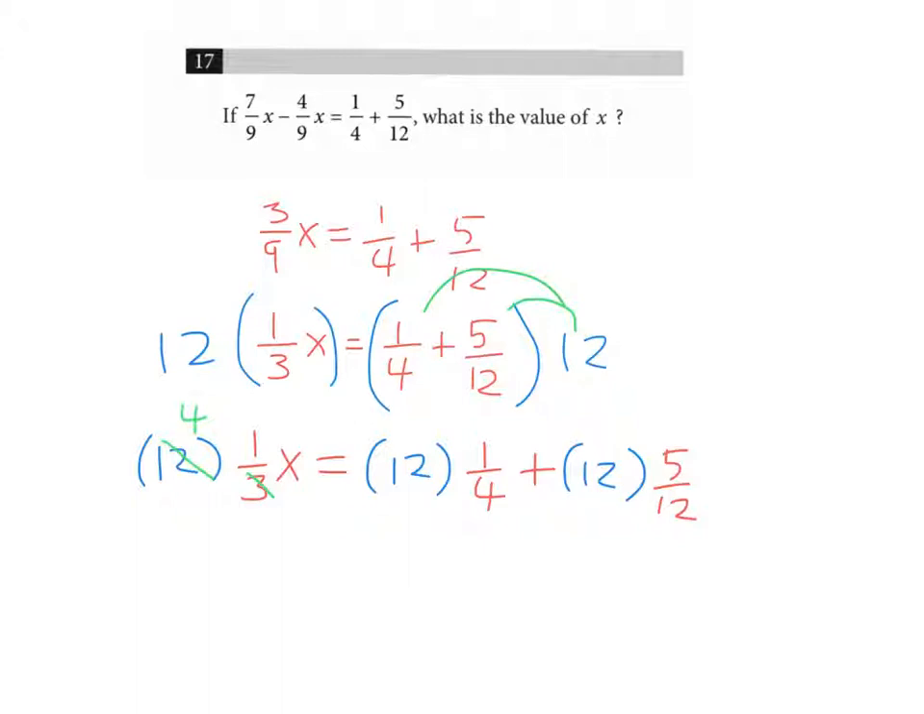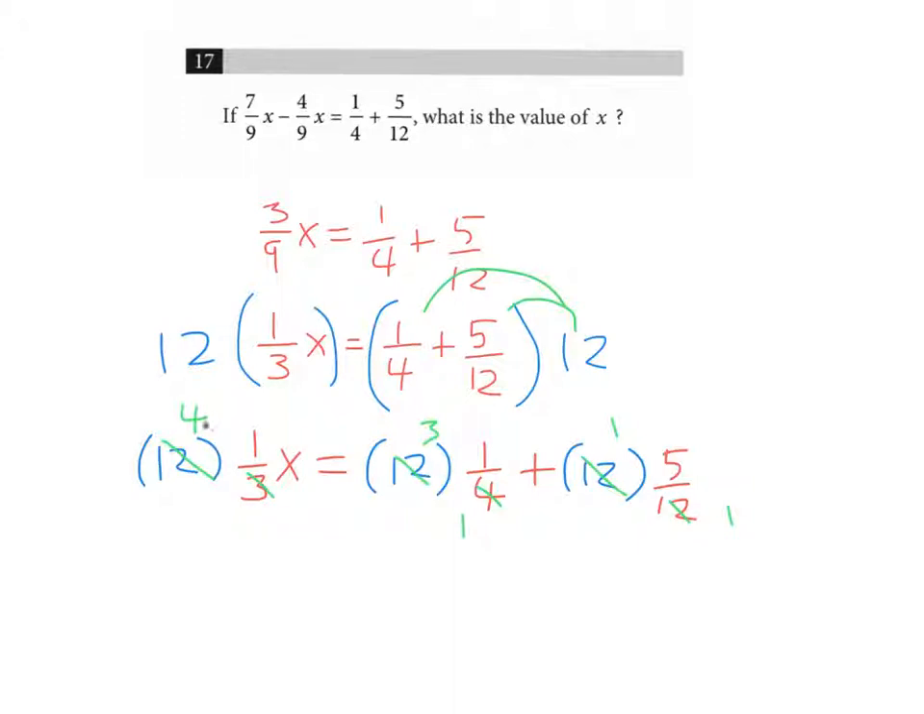Over here, we have the 12 turning into a 3. This turning into a 1. So you can see how we're knocking out the denominators. That's the purpose of multiplying the entire equation by the LCM. You end up knocking out all the denominators. And then, this 12 times that 12 down there, well, that turns into a 1. That turns into a 1. We can analyze the fallout on the next line.